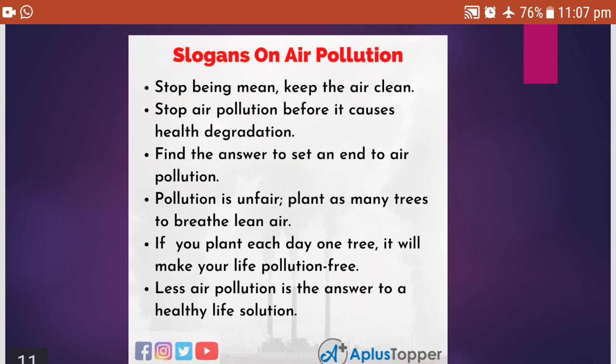First, let us learn a few slogans on air pollution. Stop being mean, keep the air clean. Stop air pollution before it causes health degradation. Find the answer to set an end to air pollution. Pollution is unfair. Plant as many trees to breathe clean air. If you plant one tree each day, it will make your life pollution free. Less air pollution is the answer to a healthy life solution.